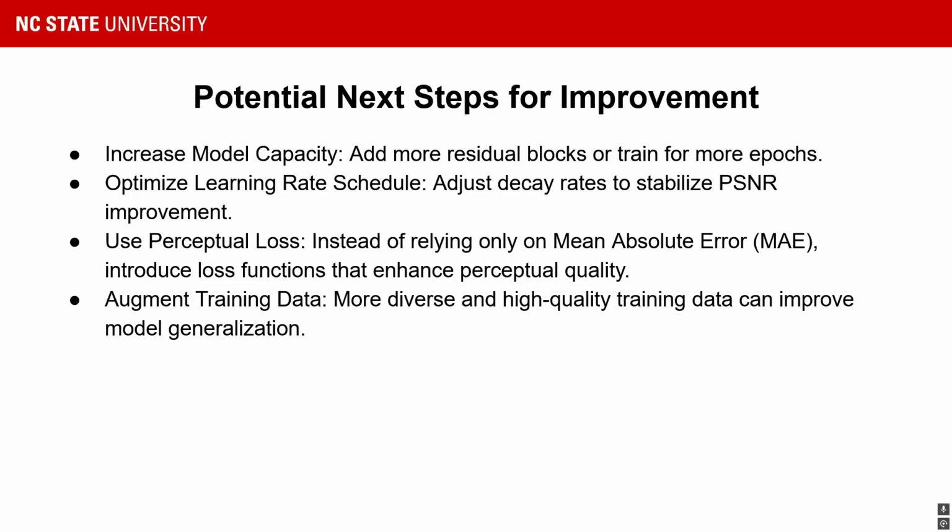Next steps of improvement is probably increasing model capacity. We can adjust the decay ratio to stabilize the PSNR improvement, use a different loss function, and try to get more training data.